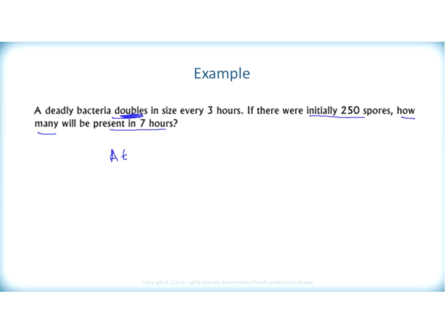We have A of t is equal to, there's 250 initially, and it doubles, so our base is 2, to the t over 3. It doubles every 3 hours. And so it's given us time at 7, so it's 250 times 2 to the power of 7 over 3. And of course, we know that 7 will be over 3 since both of them are time. This would give us 1,259.92 spores.